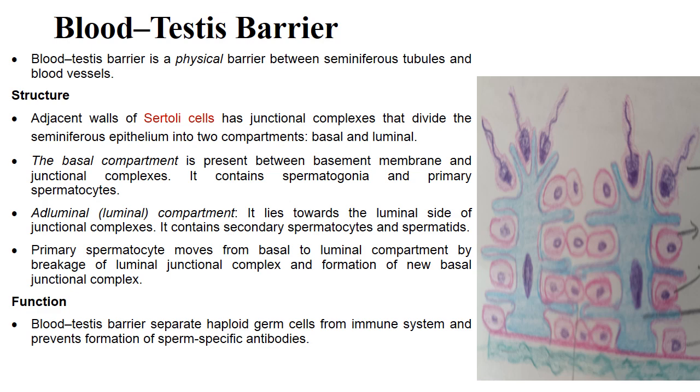The primary spermatocytes move from the basal to the adluminal compartment by breakage of the luminal junctional complex, and they form a new basal junctional complex. And the main function of the blood-testis barrier is that it separates the haploid germ cells from the immune system and prevents formation of sperm-specific antibodies.